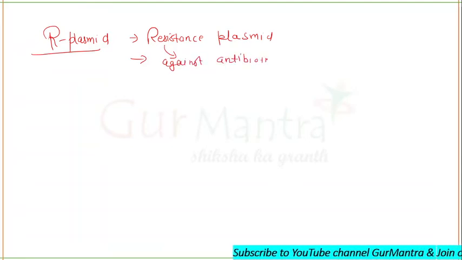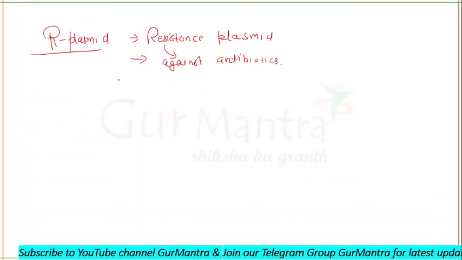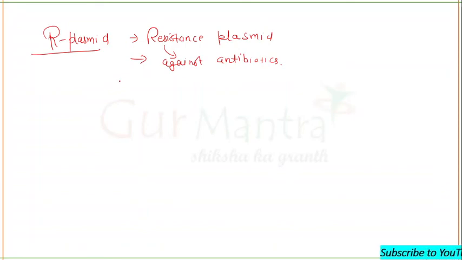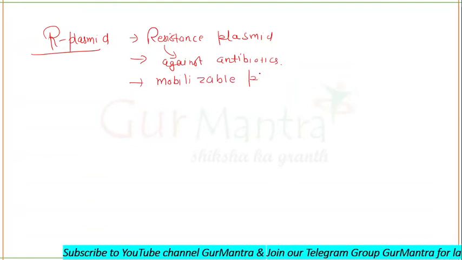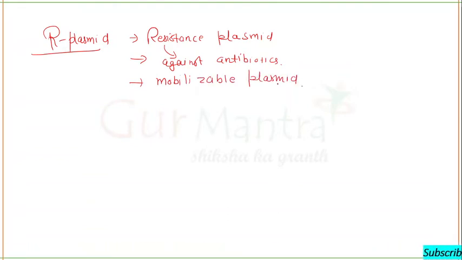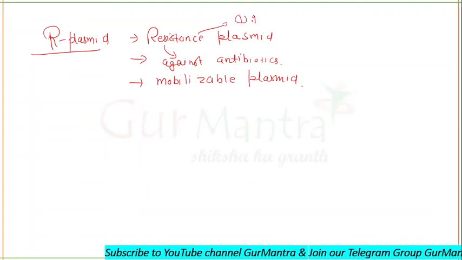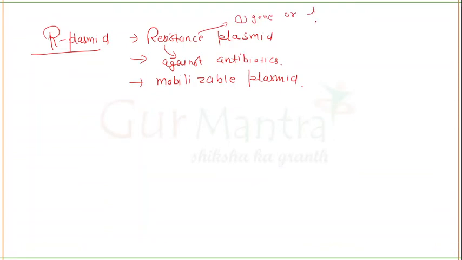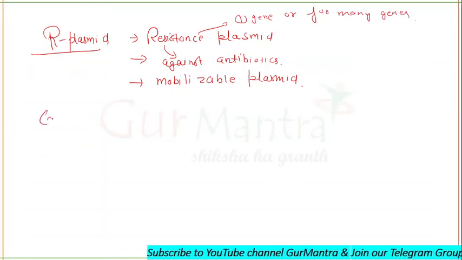Fine. Some R plasmids have only one single antibiotic resistance gene, whereas others have many. Most R plasmids are mobilizable plasmids. So remember this thing about R plasmids, and they can have resistance for one gene or for many genes. Okay, so remember this thing also. And next comes your col plasmid.